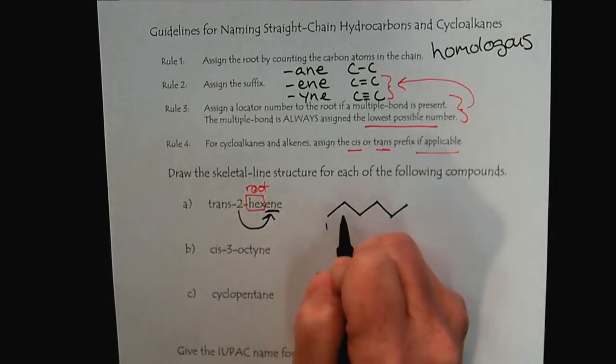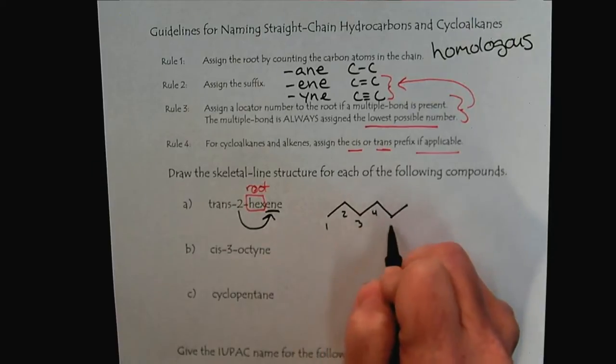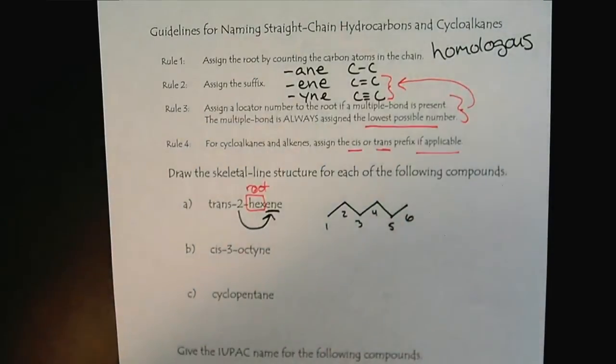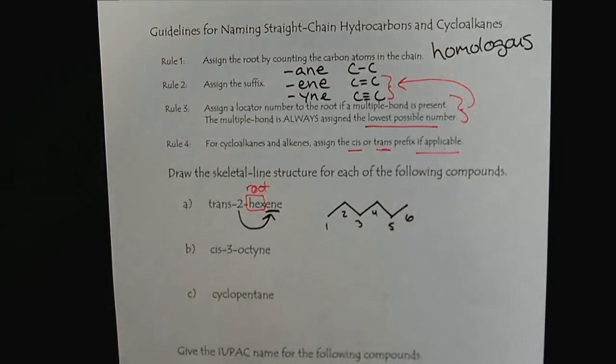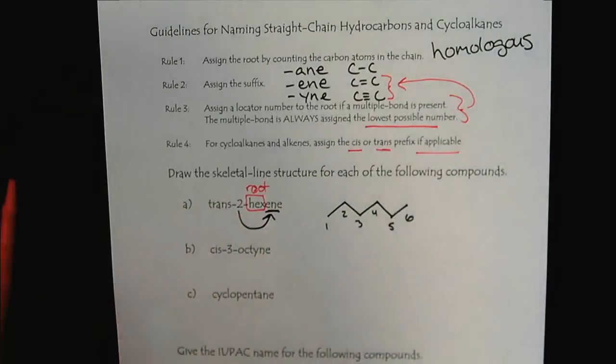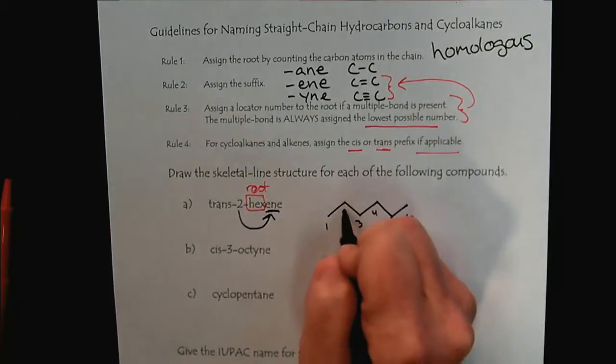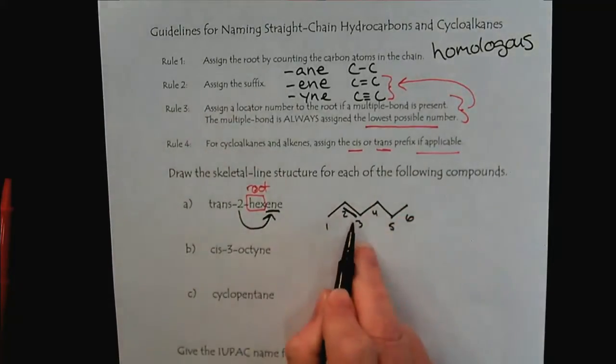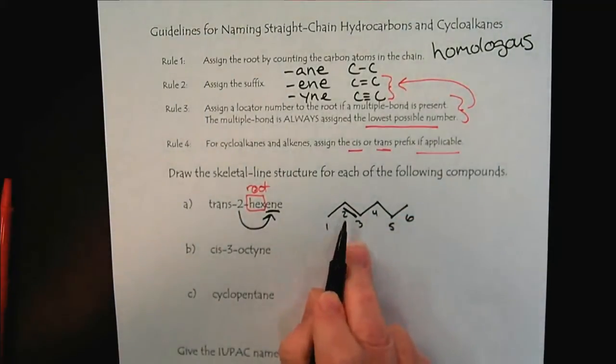Alrighty, so there's our 6-carbon chain. I'll just label it there so we're all together. And then we know that there is a double bond coming off of carbon 2, so we'll put that right here. Two atoms always share the double bond, and we only say the lowest number.